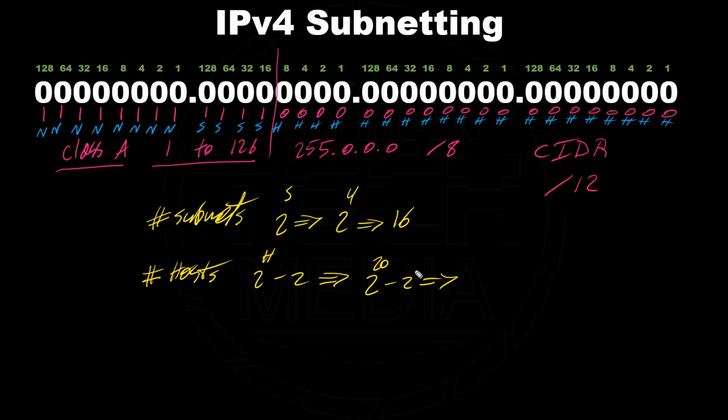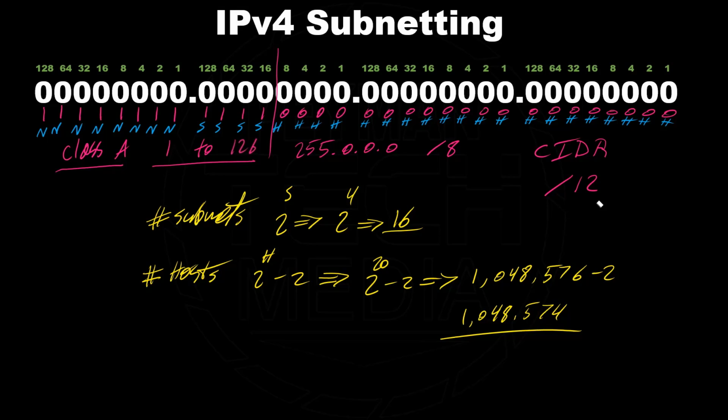So to find out the available IP addresses, we have to do the minus 2. So what is the value? 2 to the power of 20 minus 2. That's 1,048,576 minus 2, which gives us 1,048,574. So that's how many available IP addresses we can have per subnet. And how many subnets will we have? 16 subnets. So this is not a default subnet mask for class A anymore.